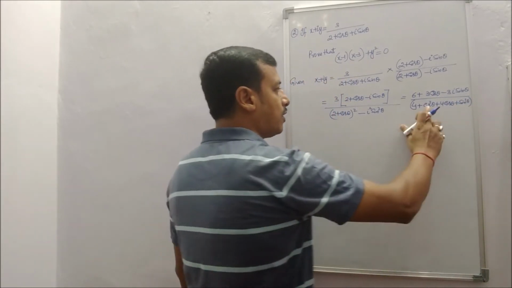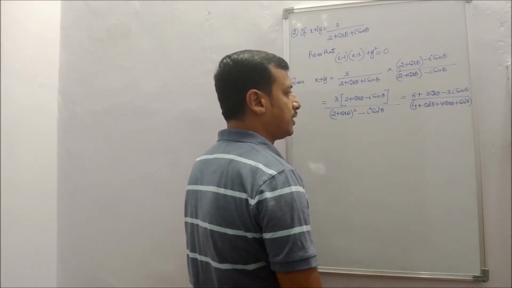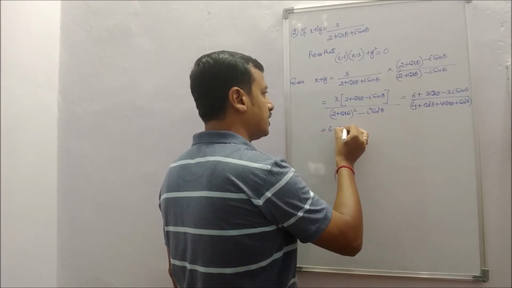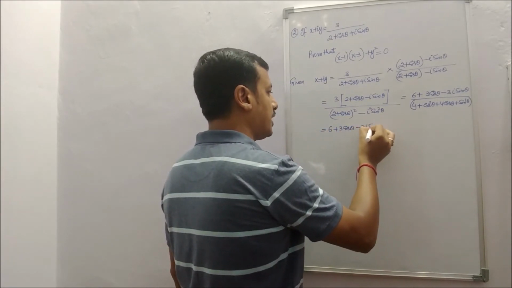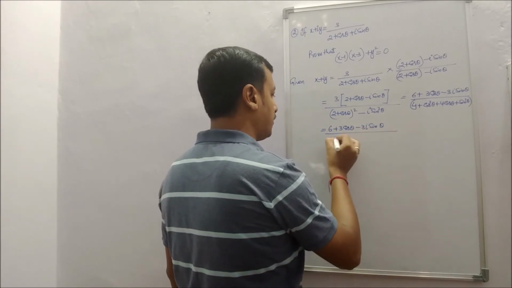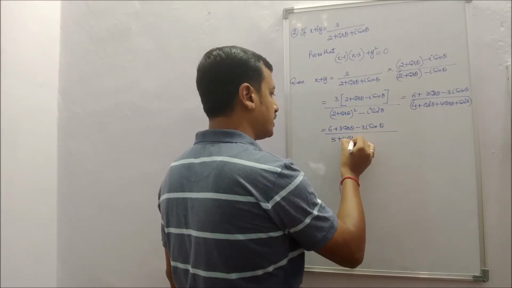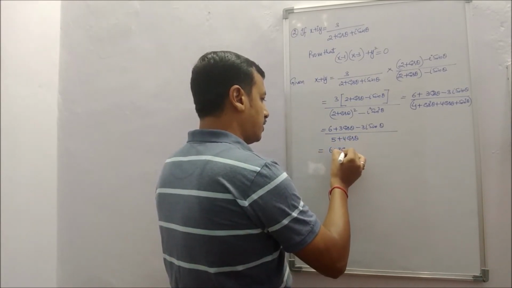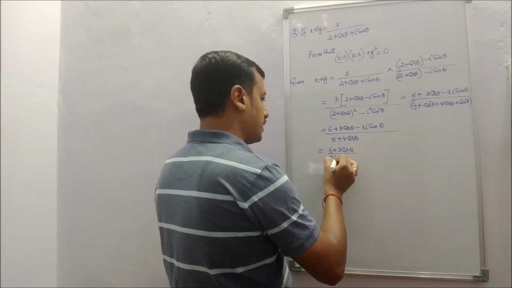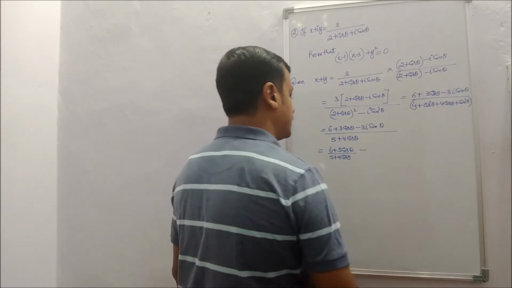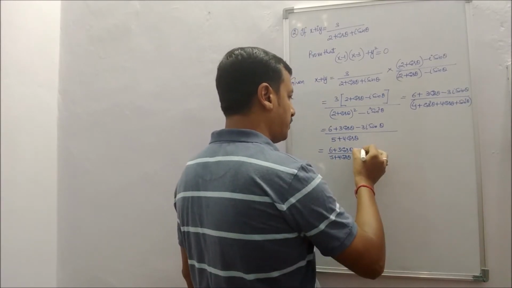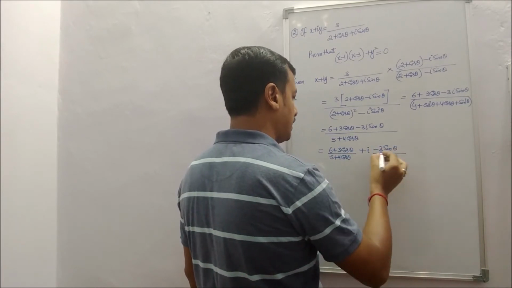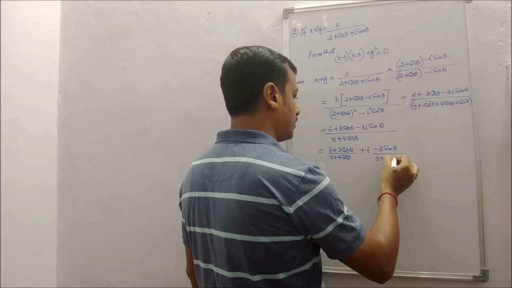We know that cos square theta plus sin square theta is equal to 1, and 1 plus 4 is equal to 5. So in the next step, 6 plus 3 cos theta minus 3i sin theta divided by 5 plus 4 cos theta. So this term can be written as (6 plus 3 cos theta) divided by (5 plus 4 cos theta) plus i times (minus 3 sin theta) divided by (5 plus 4 cos theta).